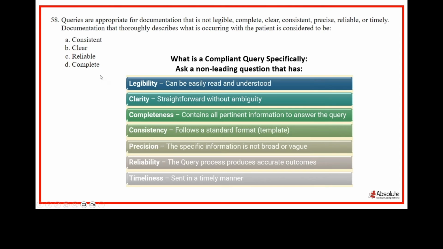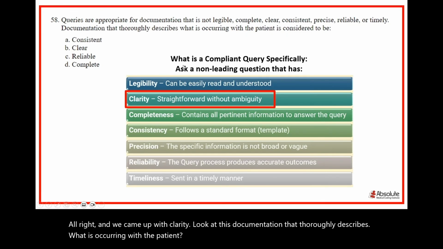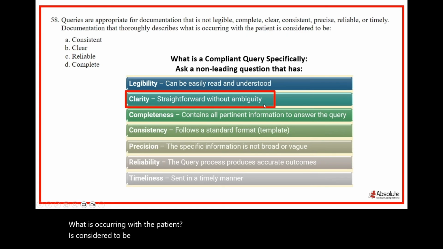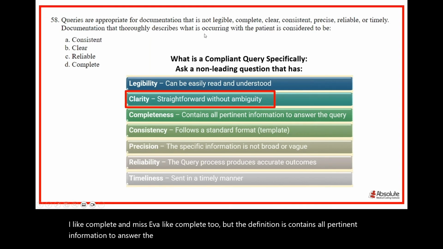All right. And we came up with clarity. Look at this. Documentation that thoroughly describes what is occurring with the patient is considered to be clear. It's straightforward without ambiguity. I like complete, and Miss Eva liked complete too, but the definition is contains all pertinent information to answer the query. So they're talking specifically about what is occurring with the patient.